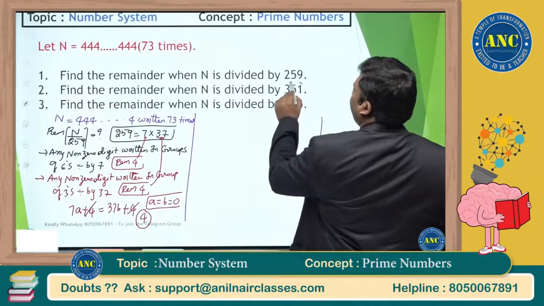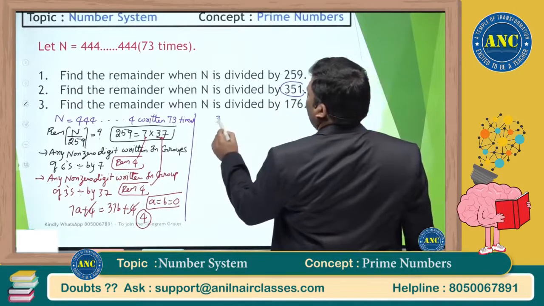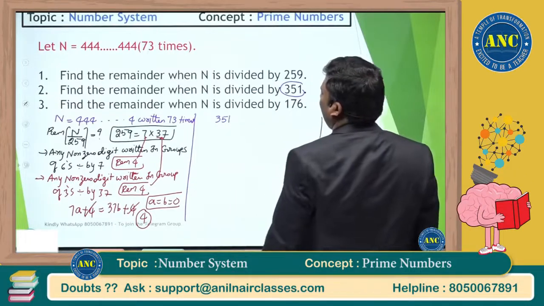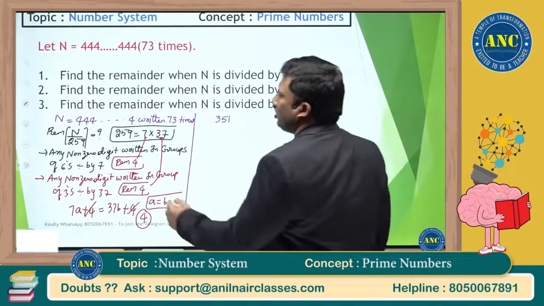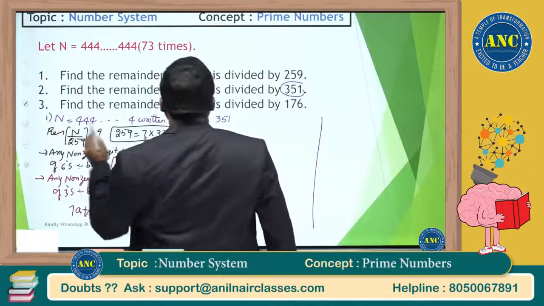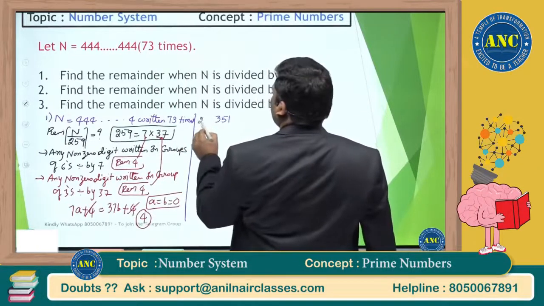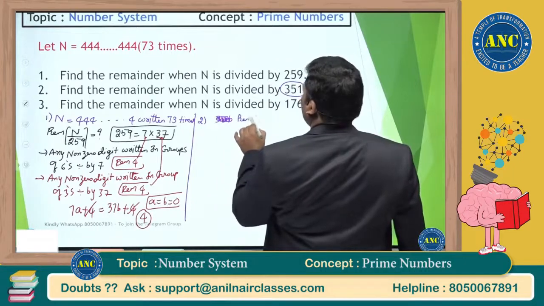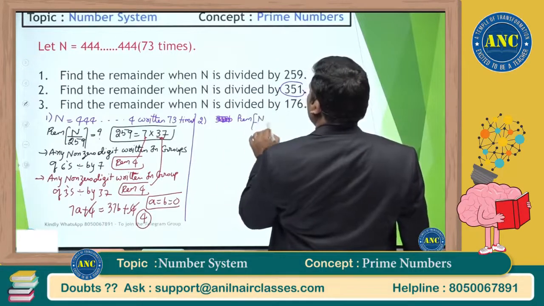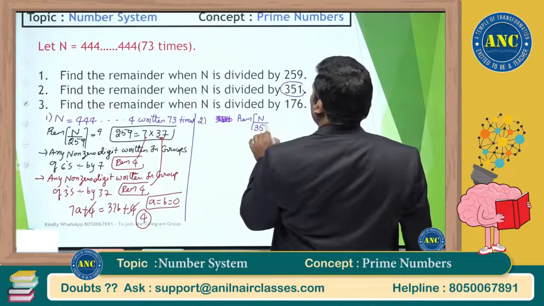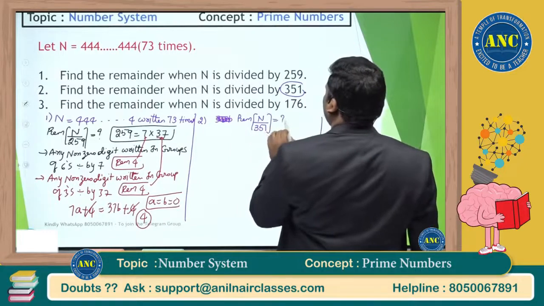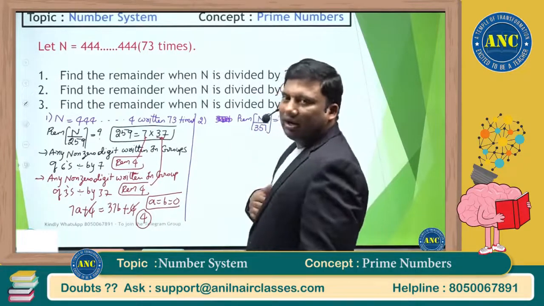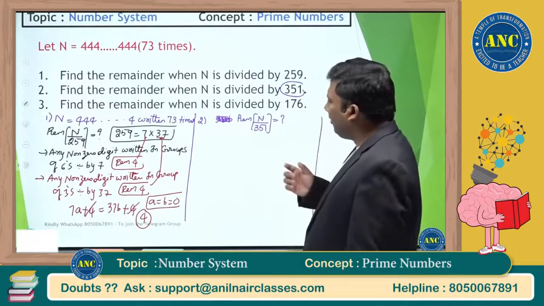Next one. This is the first question. Second question is, what is the remainder when n is divided by 351? Now, first thing, let us look at 351.